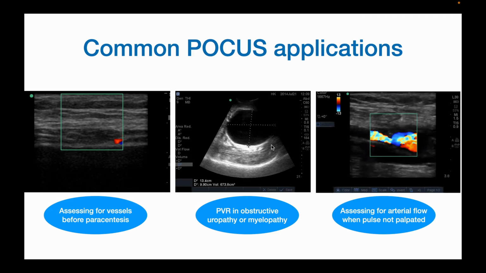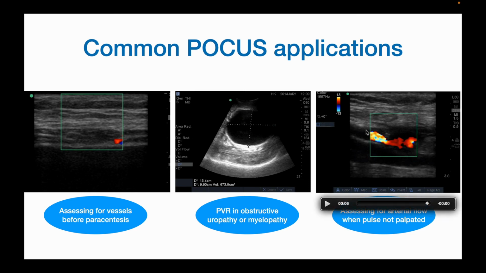Now, for patients that come in with obstructive neuropathy or lumbar myelopathy, we typically want to see if there's any evidence of urinary retention, and for that we can calculate a bladder post-void residual volume. Now, the last example is when we are unable to palpate a pulse, either due to trauma or a peripheral arterial disease, or even an embolism.